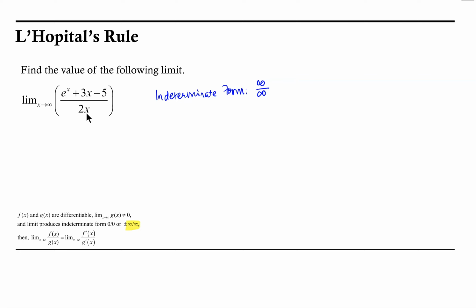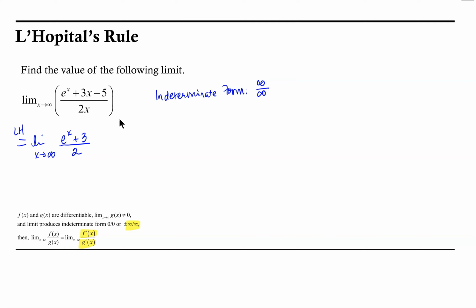Now, as we apply L'Hopital's rule, we will not be using the quotient rule. L'Hopital's rule states that we take the limit of the ratio of the derivative of the numerator over the derivative of the denominator. So, applying L'Hopital's rule, we get the limit as x approaches infinity. Our derivative of our numerator is e to the x plus 3, the derivative of that 5 being 0, all divided by 2.